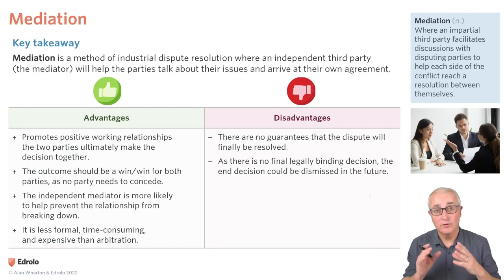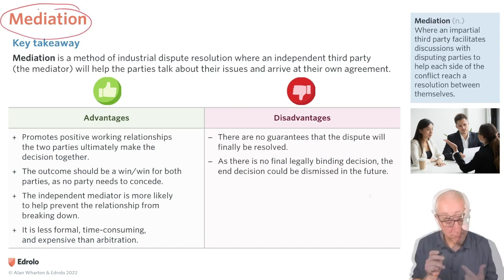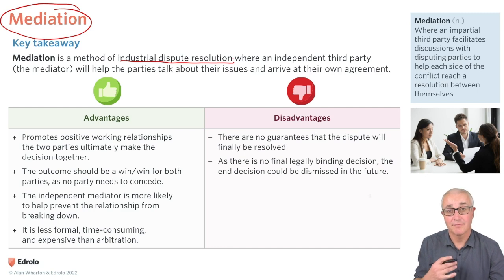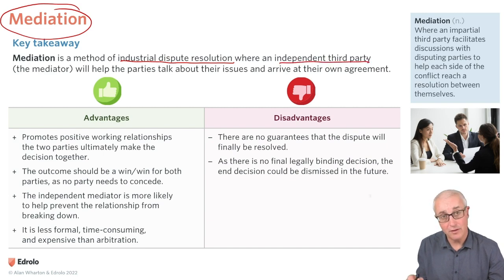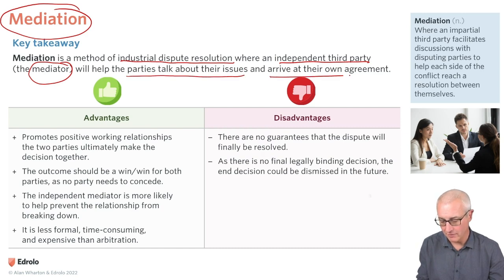So let's explore these two words in particular: mediation and arbitration as a means of dispute resolution. Mediation is a method of industrial dispute resolution. It's the approach we're going to use to solve this dispute, where an independent third party, who we will call the mediator, will help the parties talk about their issues and arrive at their own agreement.